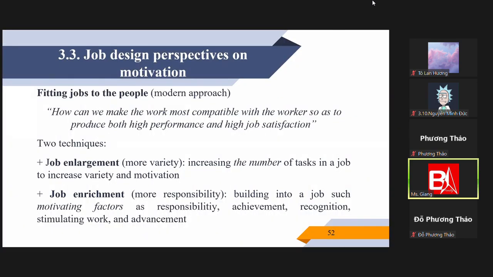The second approach is fitting the job to people, or the modern approach. We answer the question, how can we make the work most compatible with the worker so as to produce both high performance and high job satisfaction?